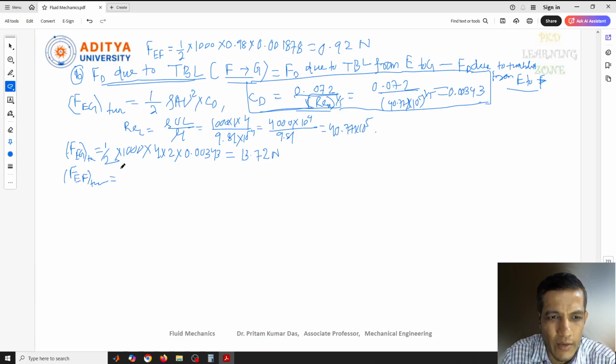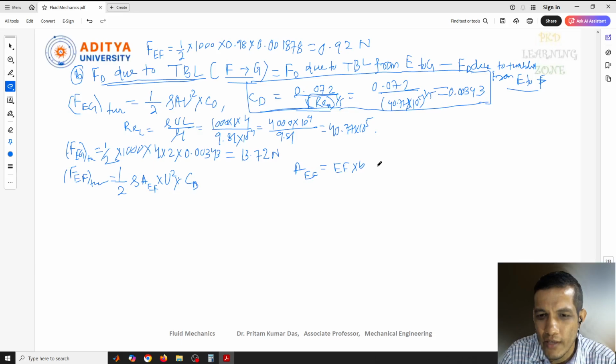Similarly, the force from EF, now we need to calculate EF turbulent, and here what we have calculated, EG turbulent. So here also same thing, like half rho into area we need to consider here from E to F point, okay, into U square into CD. So these are the things we need to consider. Now here area of EF need to be considered, that is EF, what is the length into width. So EF length is nothing but 0.49 into 2, that is 0.98 meter square.